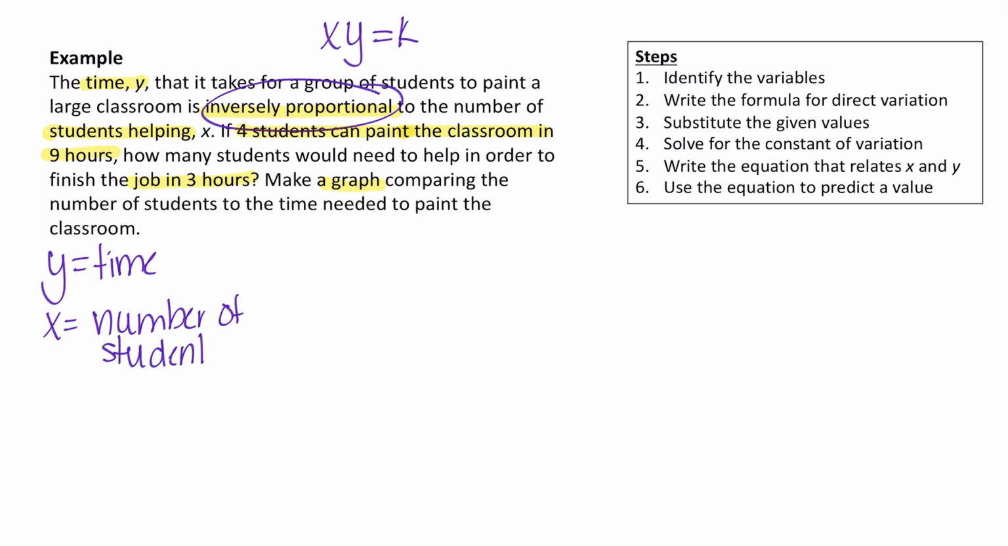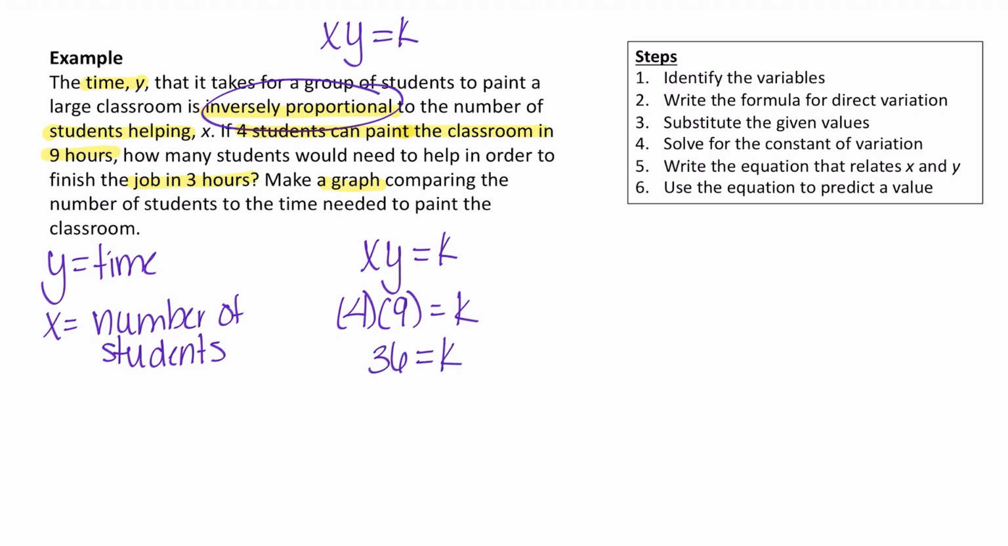So it tells us that we have an inversely proportional relationship, right? So it says y is inversely proportional to x. So we know that we have this relationship xy equals k. So now let's substitute in the given values. We have 4 students can paint the classroom in 9 hours. So we're going to substitute 4 for the number of students and 9 for the number of hours. So we have 4 times 9 equals k, which tells us that 36 equals k.